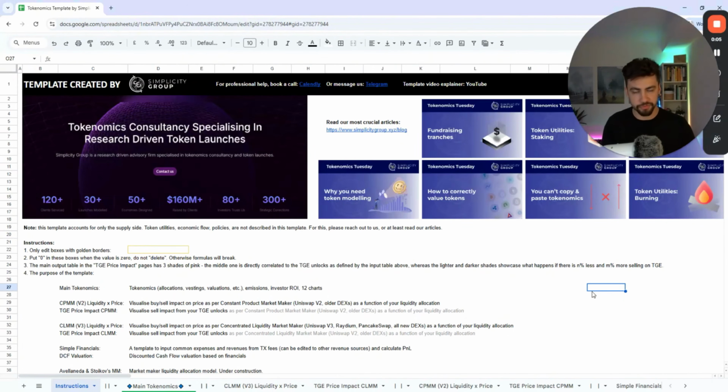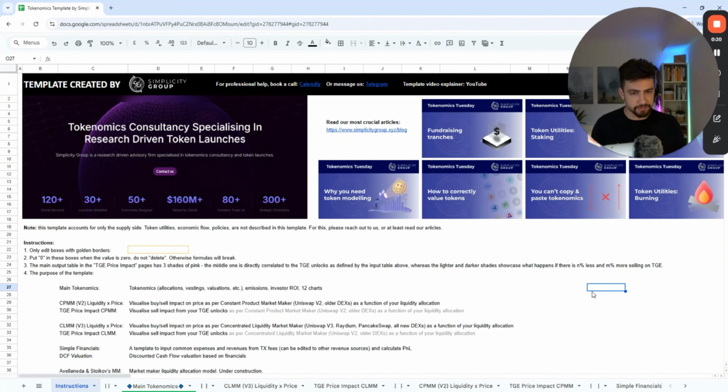Today, we'd like to go over the tokenomics template that we're making free and public for everyone to use. So this is the supply side of the token, the allocations, valuations, vesting schedules, and this is what we use to create all of that for our own clients.